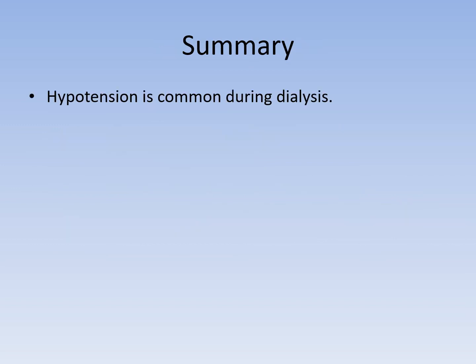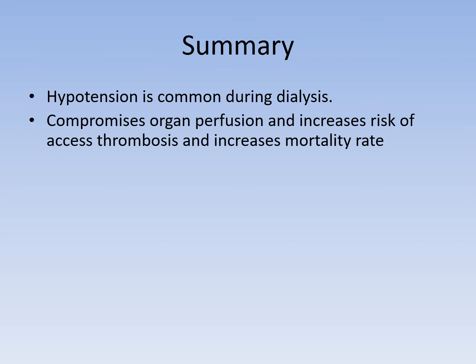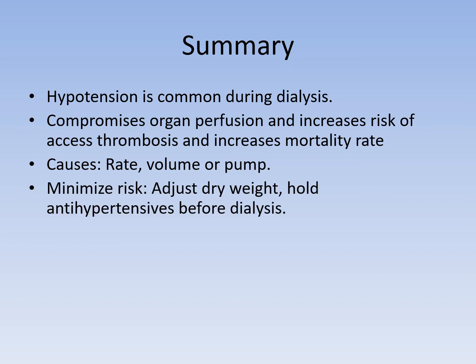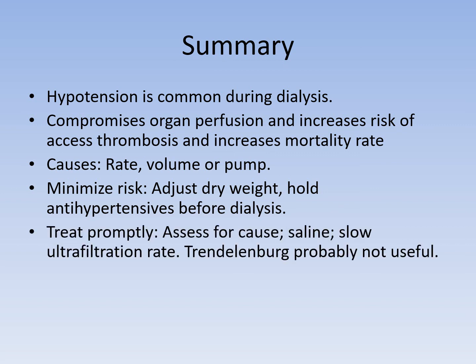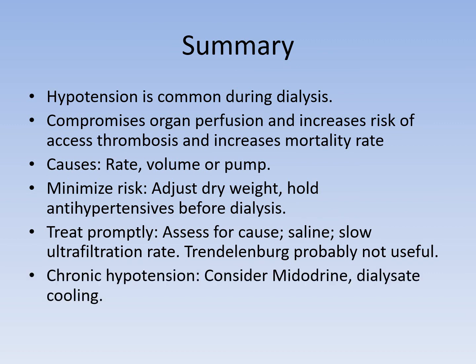In summary, hypotension is common during dialysis. It compromises organ perfusion, increases risk of access thrombosis, increases mortality rate. When you evaluate a patient for hypotension, think rate, volume, or pump. How do we minimize hypotension? Well, we adjust their dry weight. We hold antihypertensives before dialysis. We have to treat patients promptly. We take hypotension very seriously. We assess for a cause. We give saline. We slow the ultrafiltration rate. Trendelenburg is probably not useful. In our patients who are chronically hypotensive, consider midodrine and cooling the dialysate.